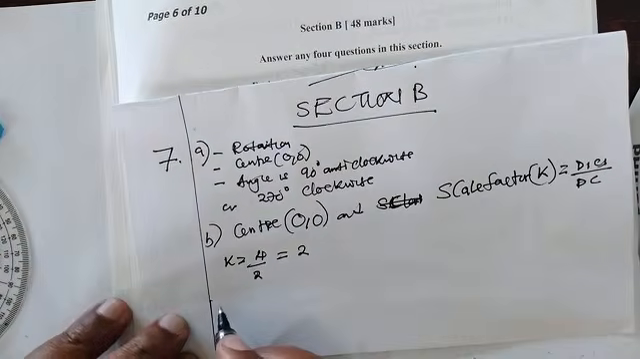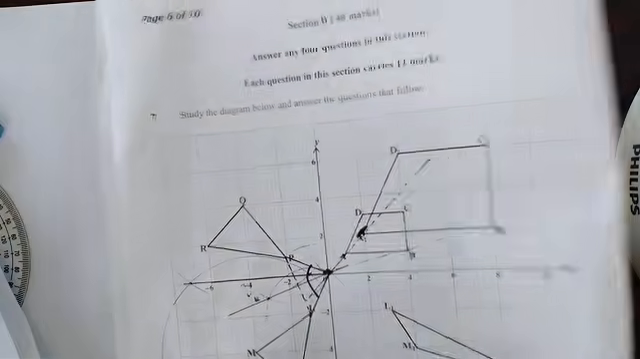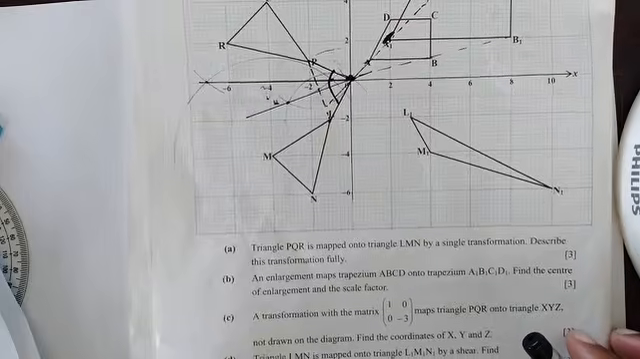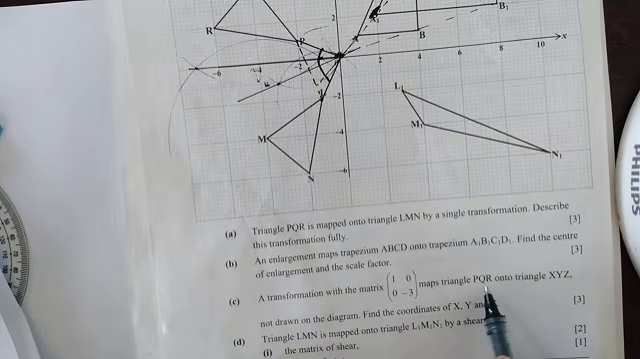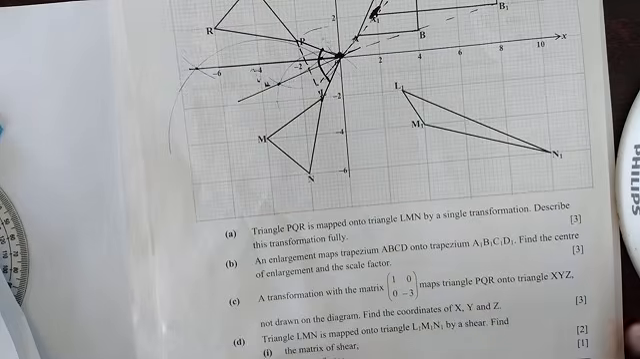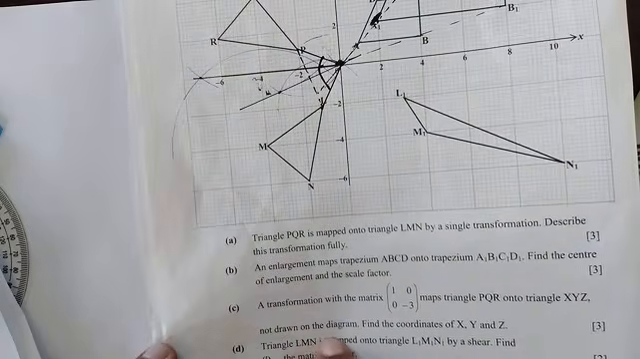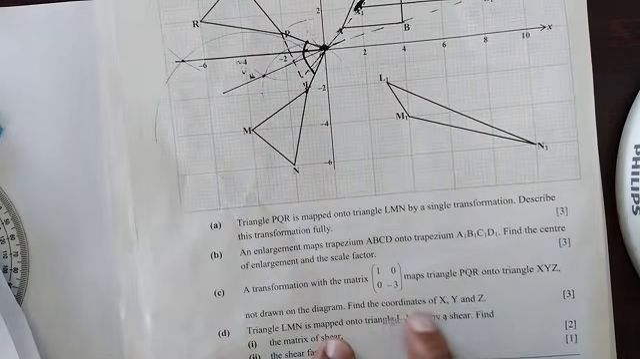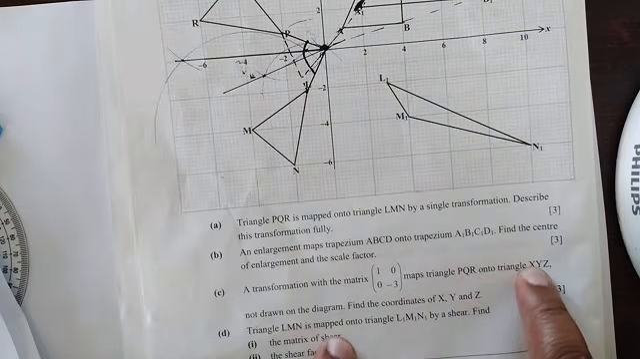Then we go to C. A transformation with this matrix maps triangle PQR onto XYZ, not drawn on the diagram. Find the coordinates of X, Y, and Z. So we map this onto this triangle and produce this. What are the coordinates for this one?